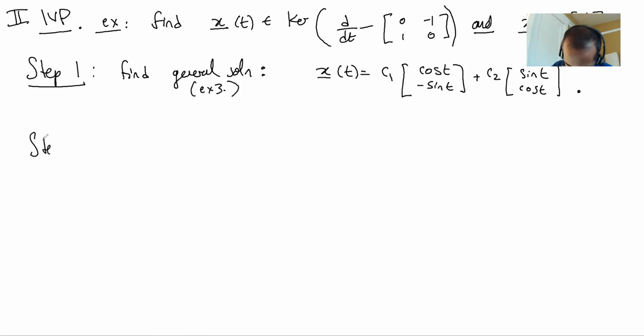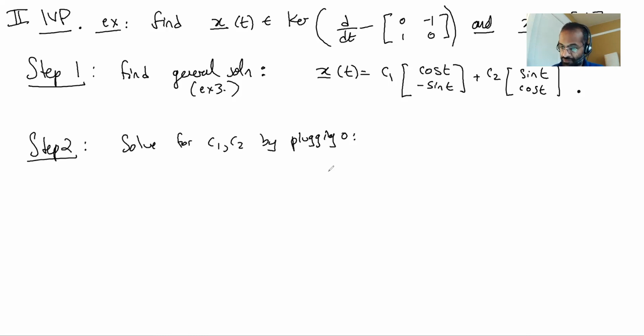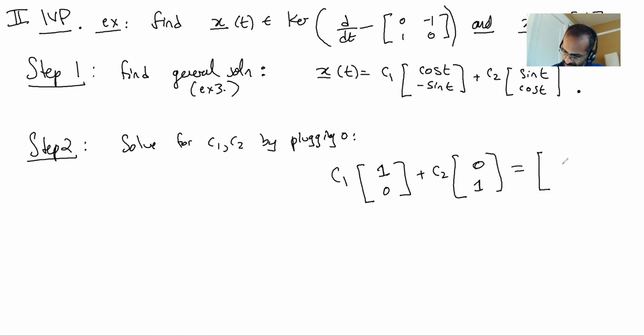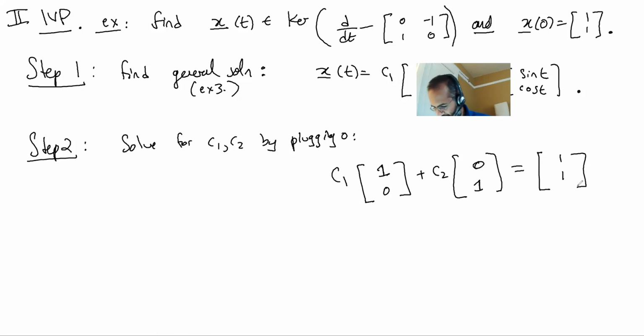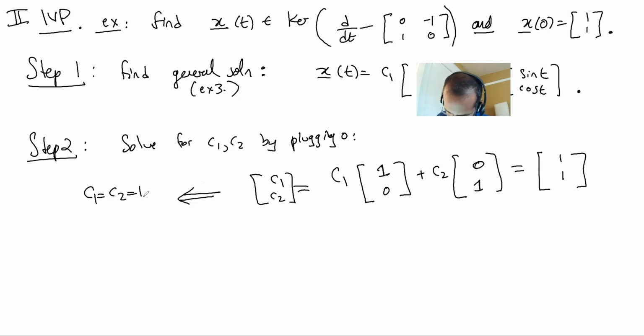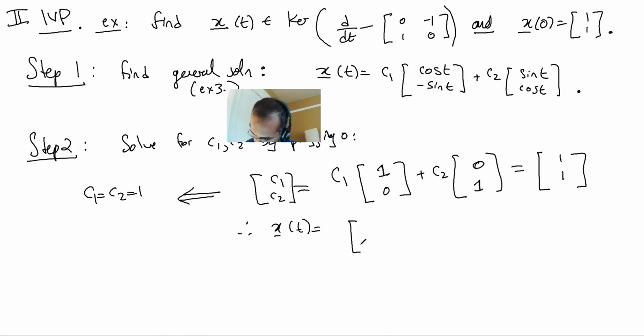Okay, and then the second step is the obvious thing. Step 2, solve for C1, C2 by plugging in 0. So what do you get? Let's evaluate this at 0. Cosine 0 is 1, minus sine 0 is 0, plus C2, sine 0 is 0, cosine 0 is 1, equals (1, 1), right? That's a really trivial system. That's just C1, C2. And so you get that C1 equals C2 equals 1. And so you get the solution x of t equals, in this case, cosine t plus sine t in the first entry, and in the second entry, cosine t minus sine t.